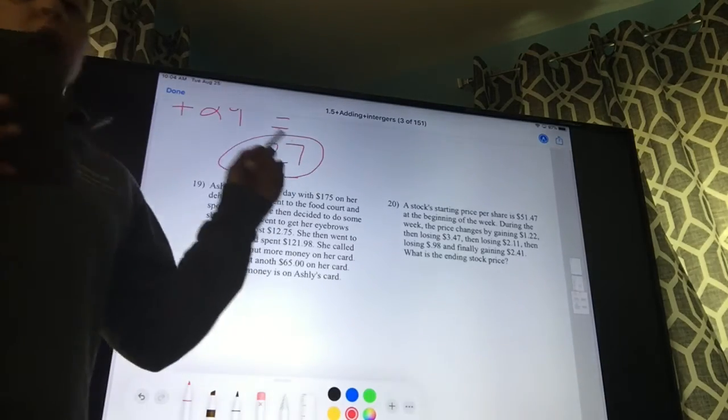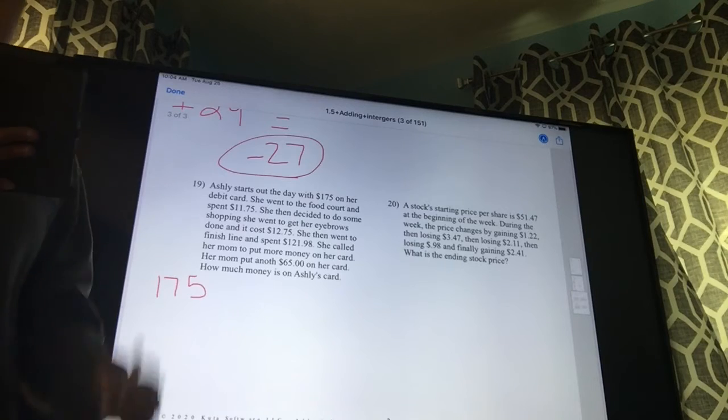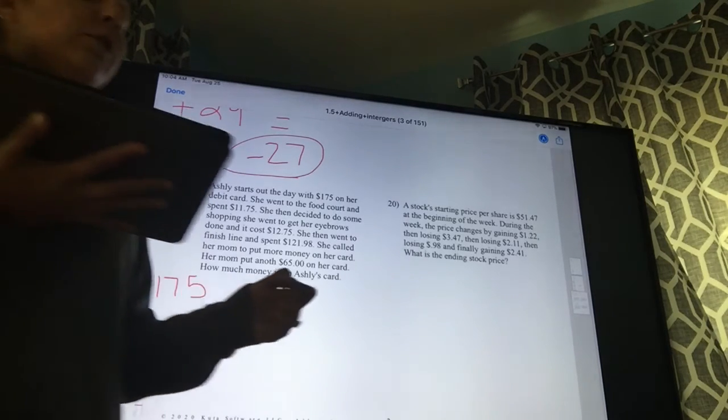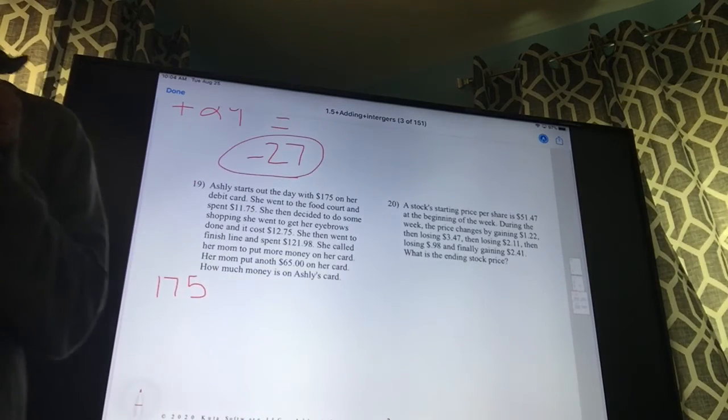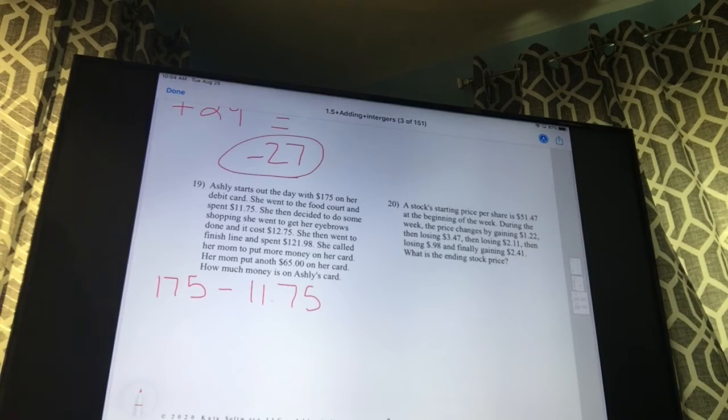Okay, so start with what we started with. We started the day with $175. Okay, and then she went to the food court and she spent money. So now she has less money on her card. So it's going to be minus $11.75. Okay, and then she decided to go shopping and get her eyebrows done, and it cost $12.75. So minus $12.75.